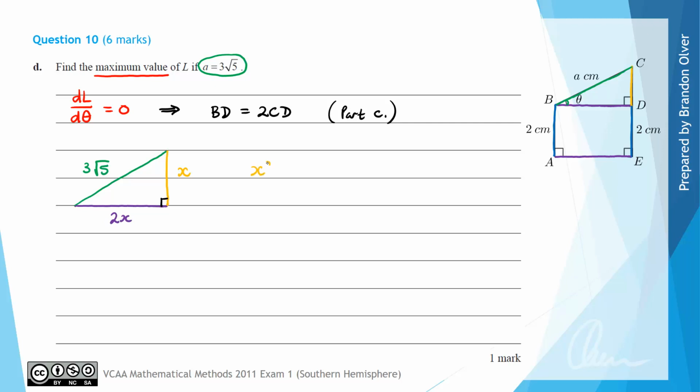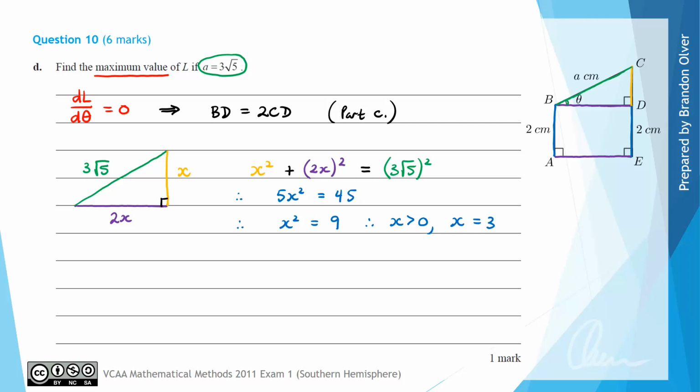So we'd have x squared plus (2x) squared must equal (3 root 5) squared. So therefore x squared plus 4x squared gives 5x squared, which is equal to, 3 squared is 9 and the square root of 5 squared is 5, so that is going to equal 45. So therefore x squared must equal 9, and as x is greater than 0, it's a length, x must equal the square root of 9, which is 3.